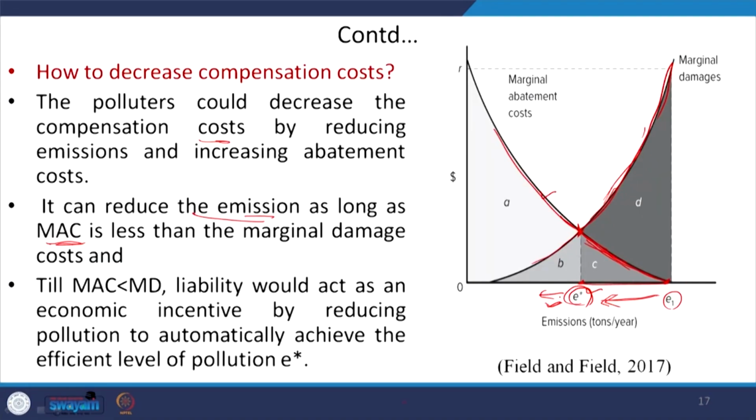So, this is the principle of liability: if you are creating any harm or damages, you must compensate. That is why the polluter needs to reduce emissions in order to give less compensation against the damages. That is how it reaches the efficient level of production.